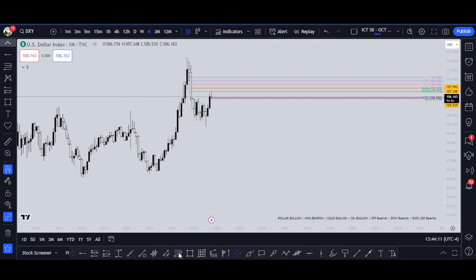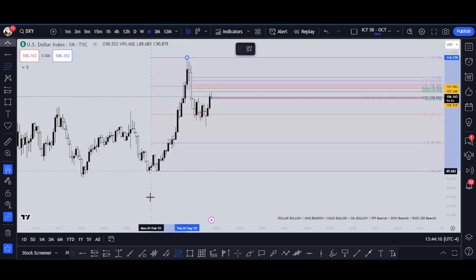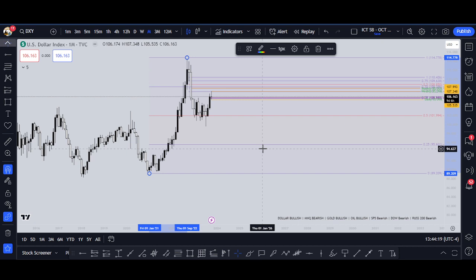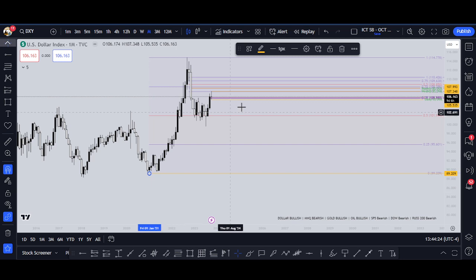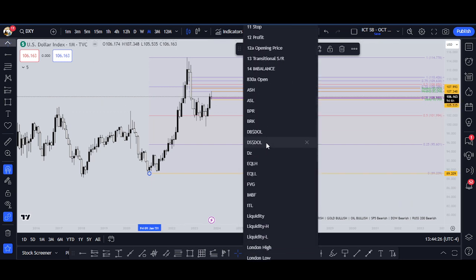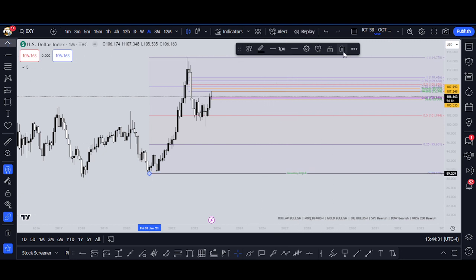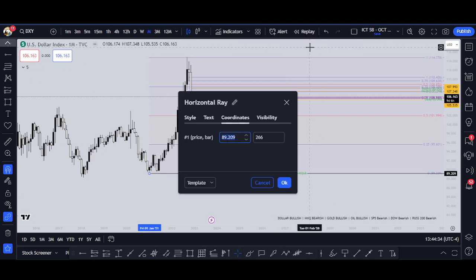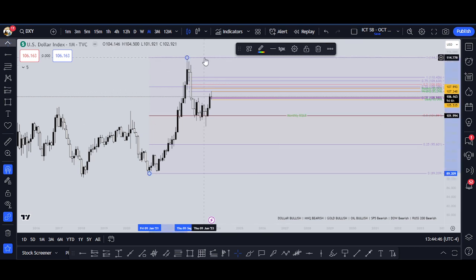Want to go with this. I think I forgot to put in the monthly equilibrium, so let's do that really quick. Lock it. Equilibrium should be 101.4.